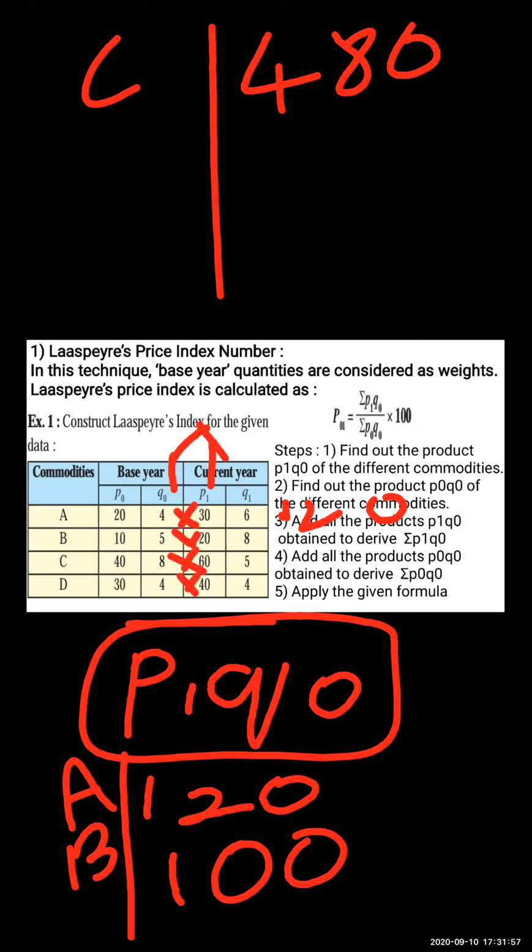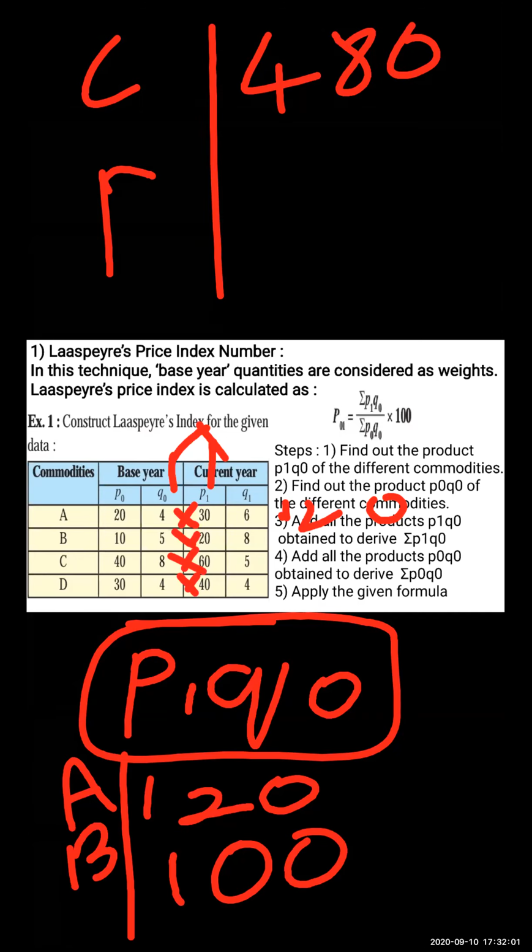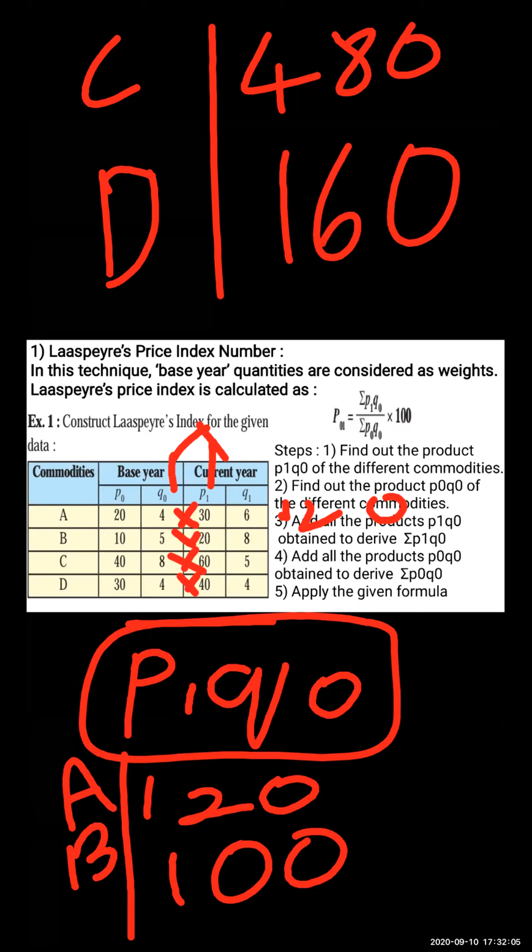440 44 is a 160. Now we will add up. After it, just under it, add 120. Now we have to find out summation. That is the total of P1QO.